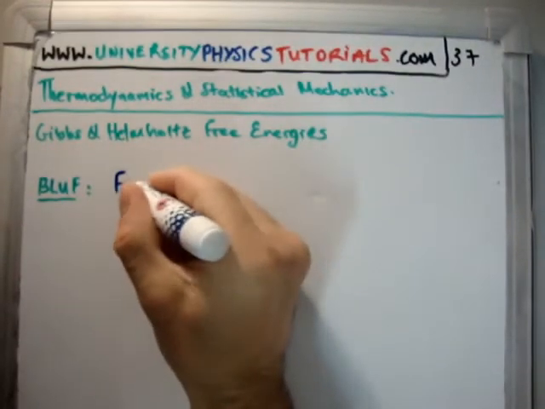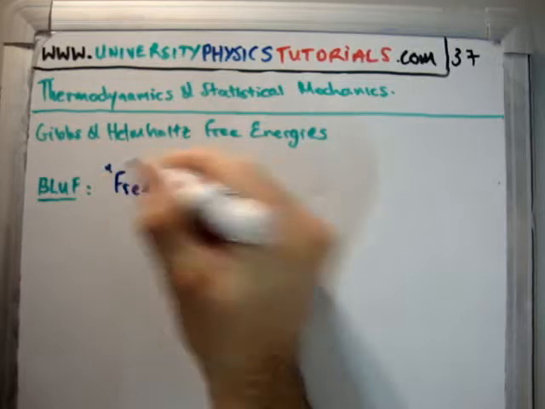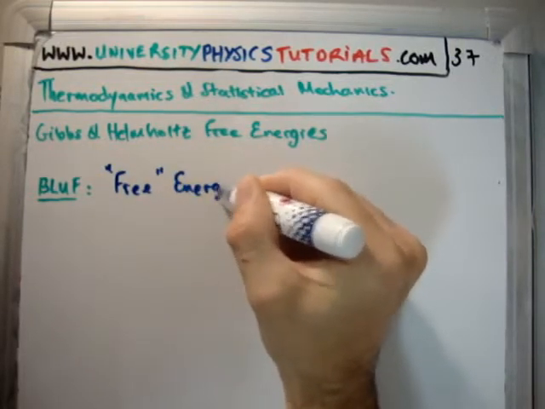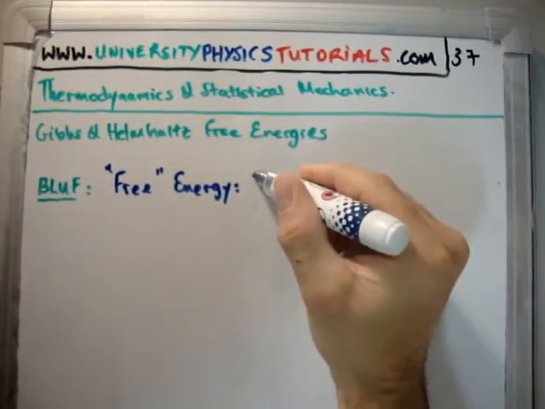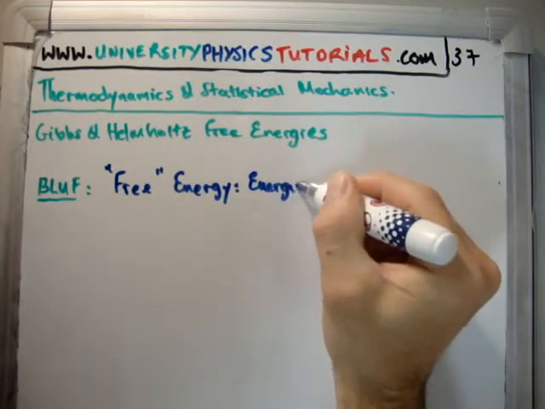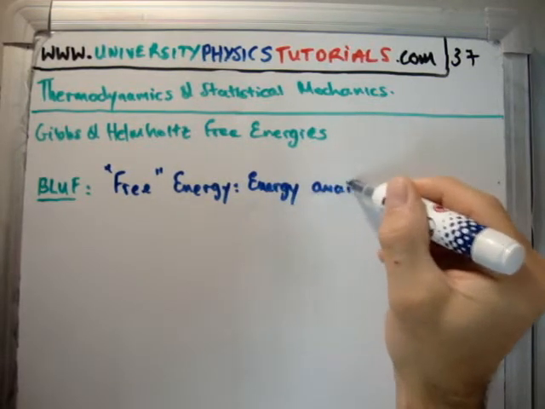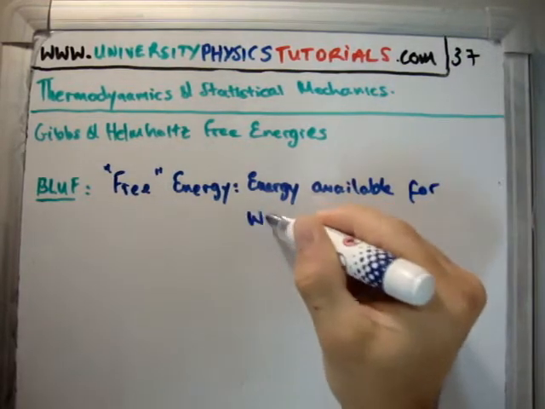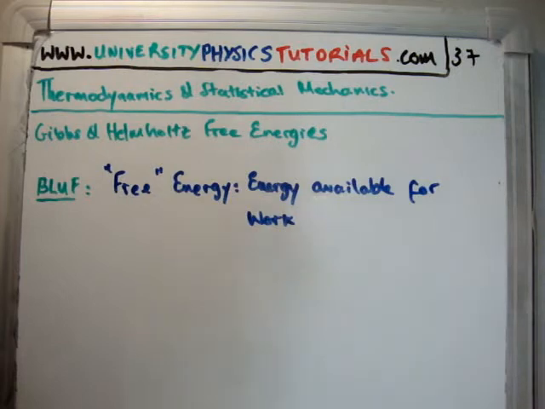That when we say free energy, what we mean is energy available for work. That's what free energy is. Full stop. Okay? Why do we have different types of free energy? Gibbs, for example, and Helmholtz free energy.